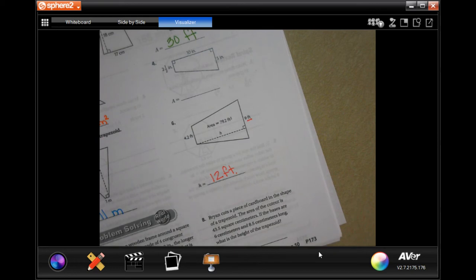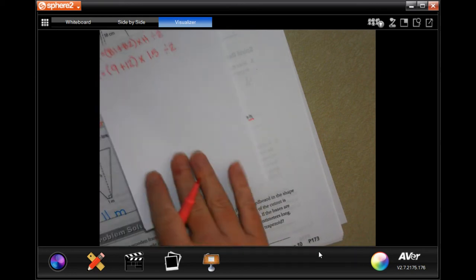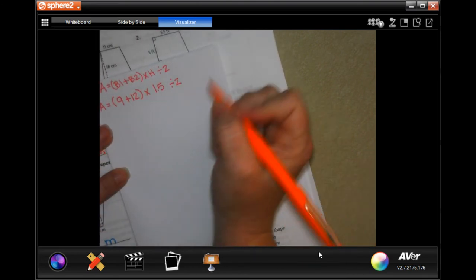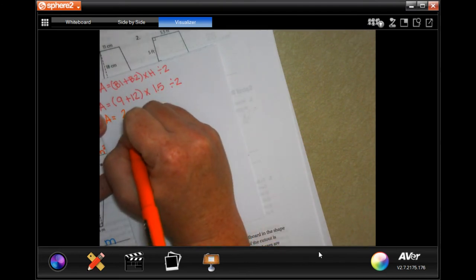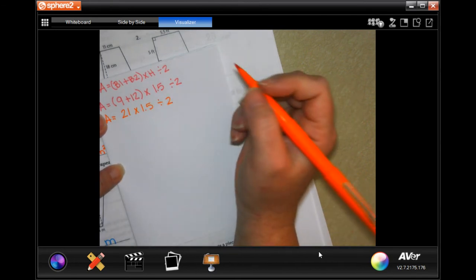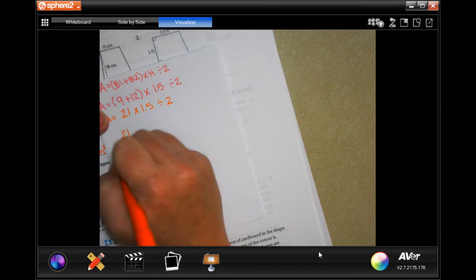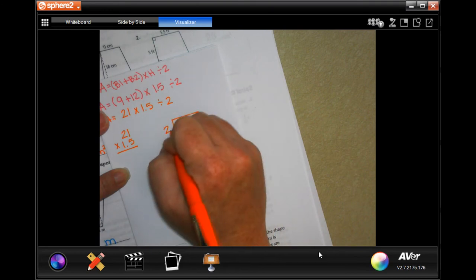So let's see, shall we? The area is going to equal 9 plus 12 times 1.5 and divided by 2. So the area is 21 times 1.5 divided by 2. So 21 times 1.5. And then I'm going to take that number and divide it by 2.